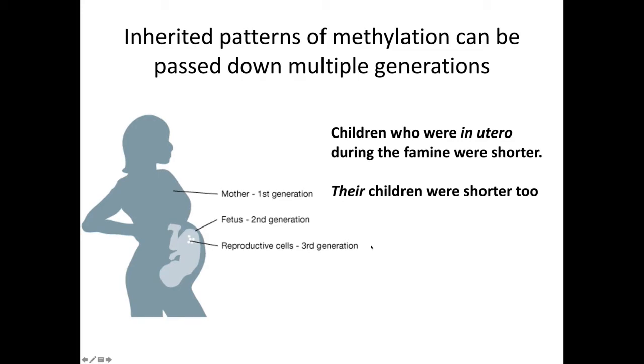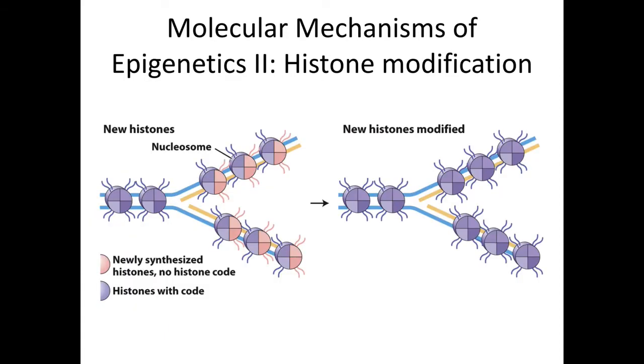And it turns out that those children who were in utero during the famine were shorter, as you might expect if they were gestating during a low-calorie condition. But in addition to that, their children were also shorter. So that shows that this environmental condition can be transmitted to more than just one generation. So that is DNA methylation, how DNA methylation states can be transmitted from one generation to the next and play a role in modifying gene expression across generations.